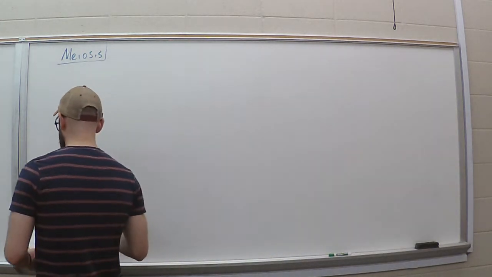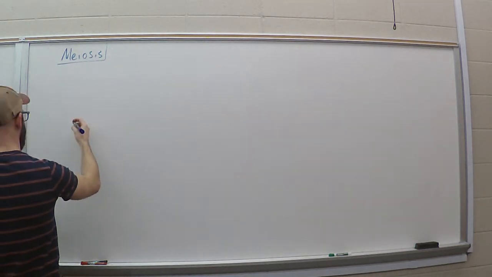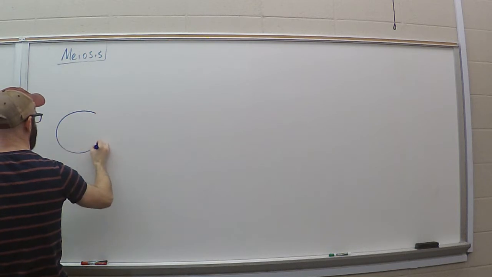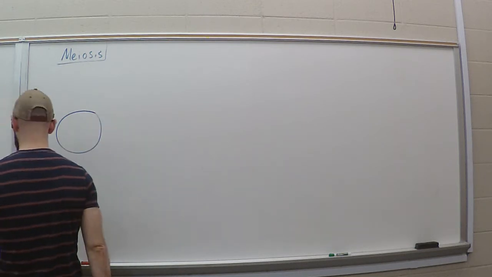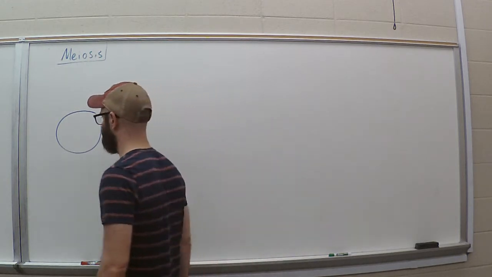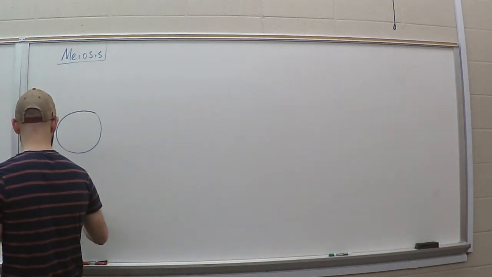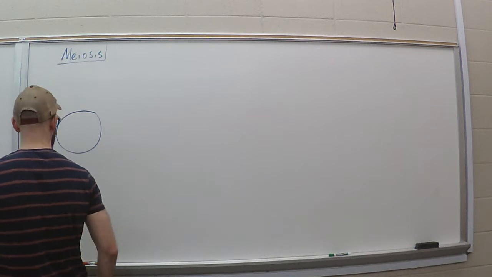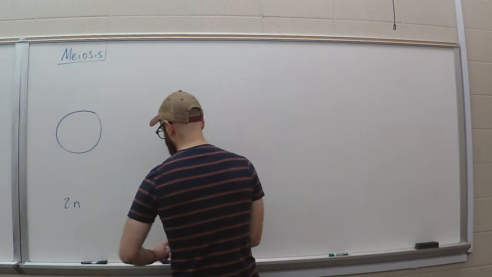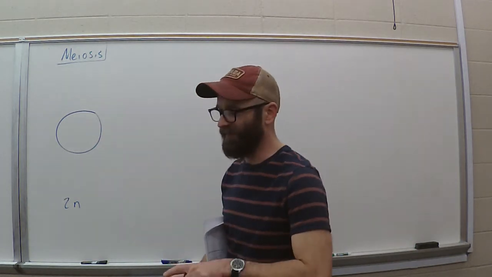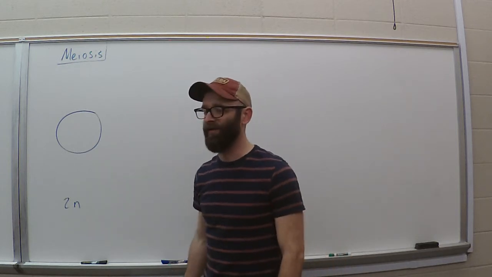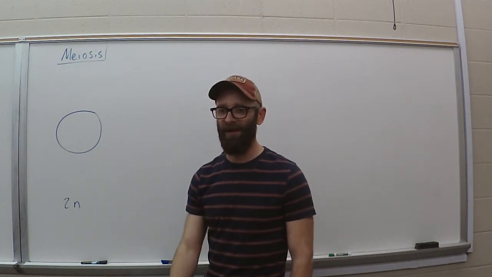So very broadly, it looks like this. All right, here's our starting diploid cell. And in this diploid cell, we use different colors. For the sake of simplicity, we're going to say this diploid cell only has one pair of homologous chromosomes.